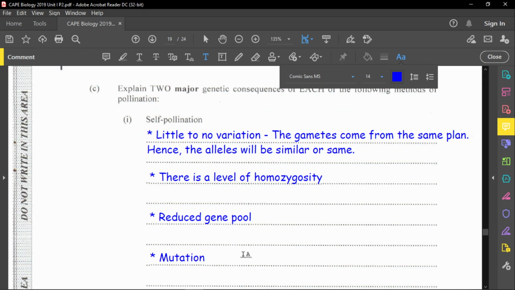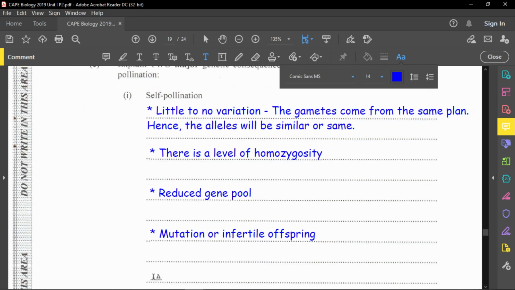So being that they are always self-pollinating, there's a higher chance of mutation, or not only mutation, but infertile offspring. That is also important. Not only that, the next one I'm going to put here is that there is less likelihood of building up resistance, so less resistance to diseases. Let's leave it at that.